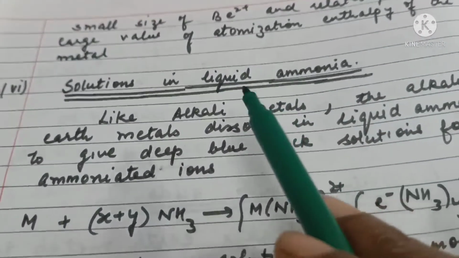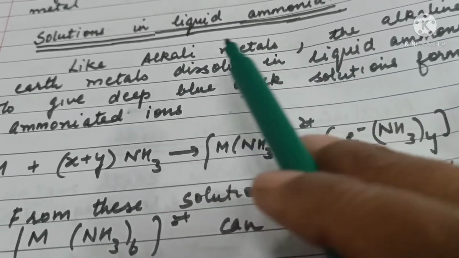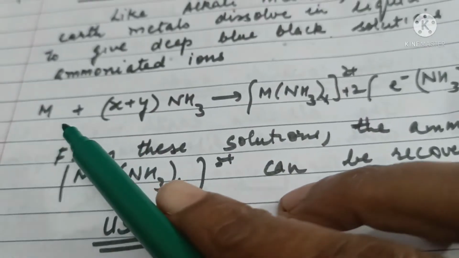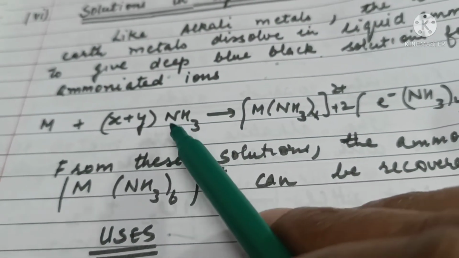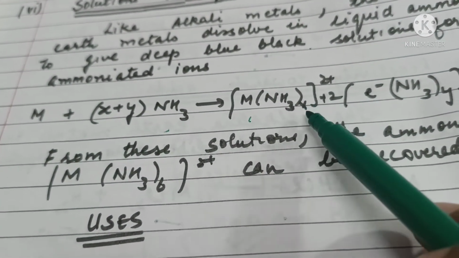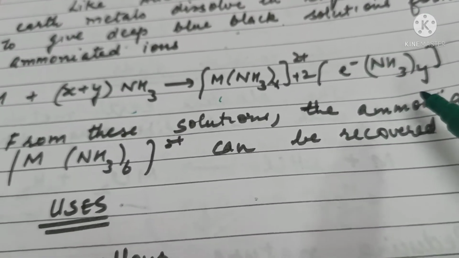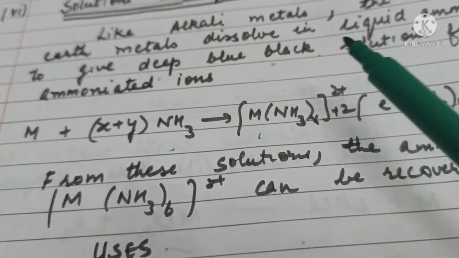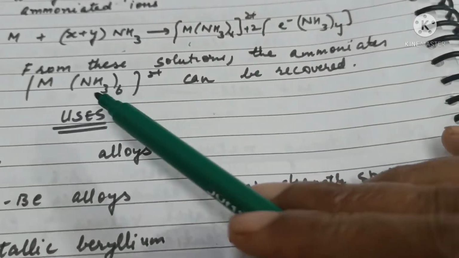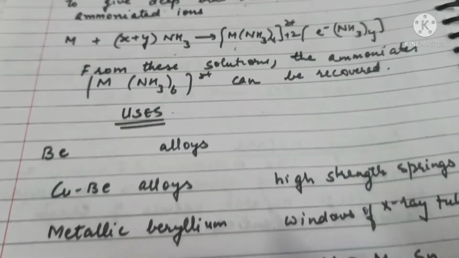better reducing agent. Solutions in liquid ammonia: like alkali metals, alkaline earth metals will dissolve in liquid ammonia to give deep blue-black solutions forming ammoniated ions. So alkaline earth metal plus ammonia: of this much ammonia, x molecules will combine with the cation to form ammoniated cation, and y molecules will surround the electron to form ammoniated electron. Because of this, they give a deep blue-black solution and they are conducting in nature. From these solutions, the ammoniates, metal hexaammine, a complex ion, can be recovered.